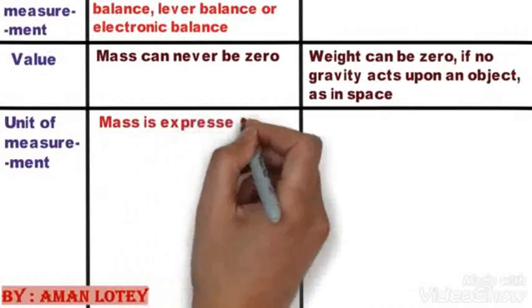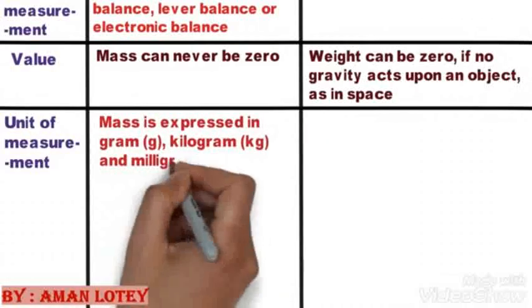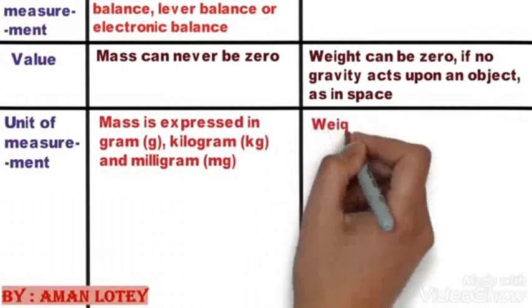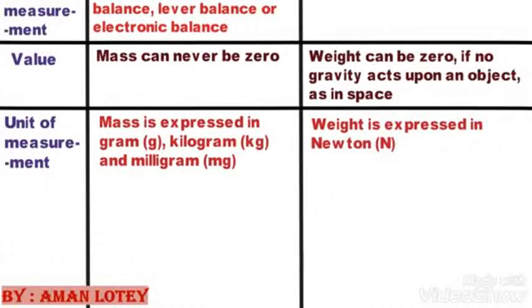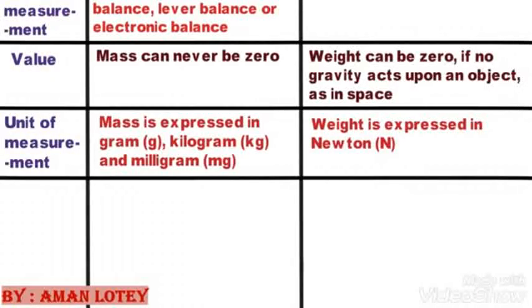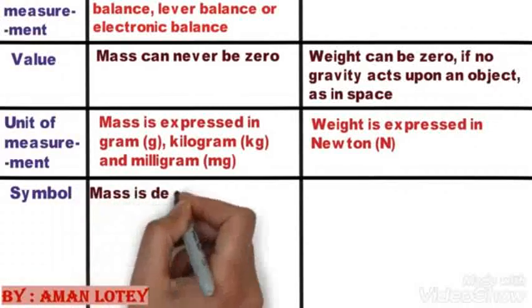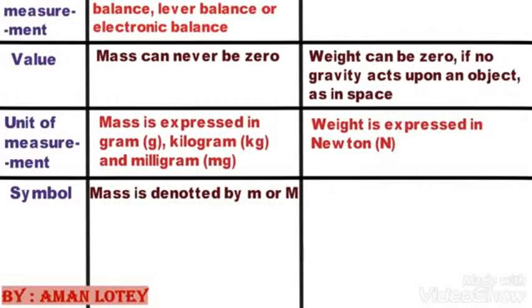Next is unit of measurement. Mass can be measured in units gram, kilogram or milligram. Weight is measured in unit Newton. Our next point is free fall. To understand free fall, let us do one activity.